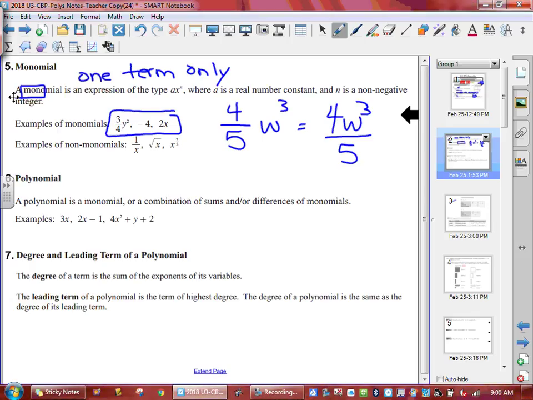It's a constant. He's lonely. He doesn't have a variable at all. 2x, he's got a variable and a coefficient. Okay, so he's one term by himself. Now we're talking about non-monomials. These non-monomials are actually non-polynomials. They're non-polys. And there's a reason that they're not a polynomial. Okay? So there's 3 things that cannot be polynomials.